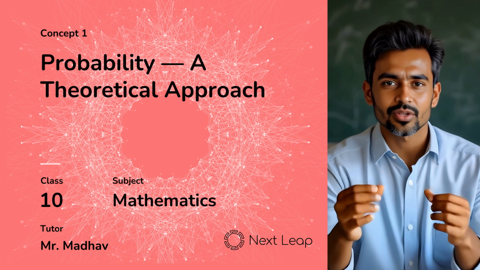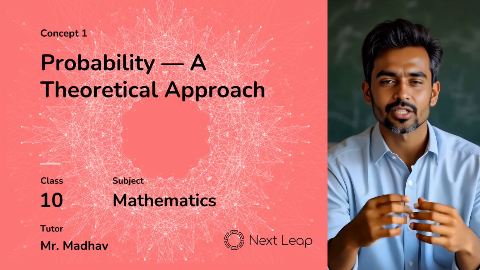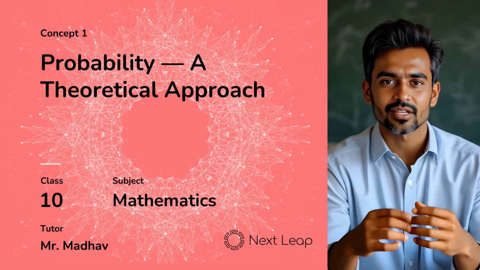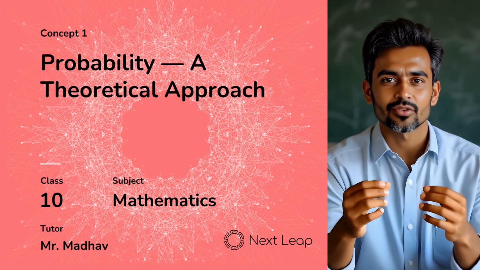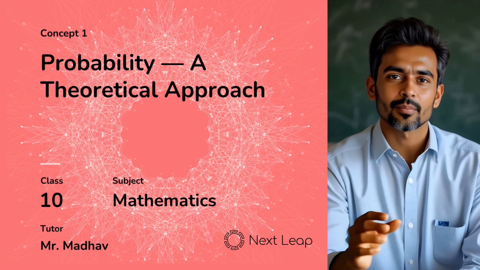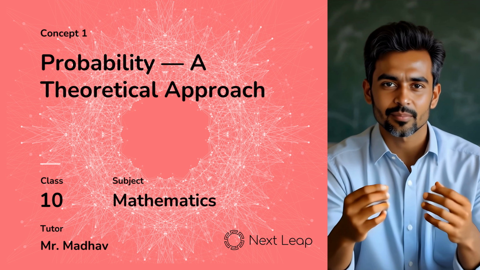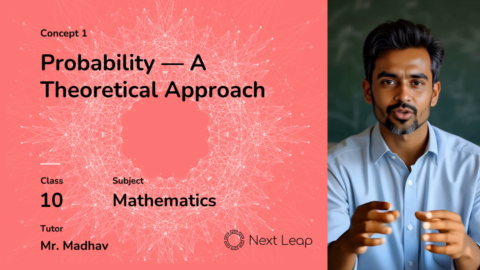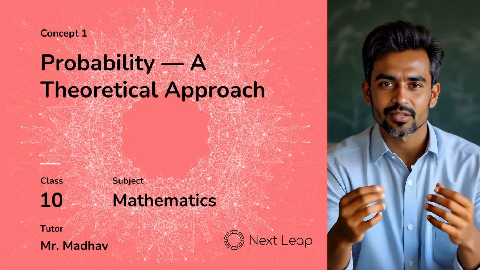Well, it's all about assuming that every outcome is just as likely as any other, without even needing to do a real experiment. So, how do we find the probability of an event using this approach? Here's the magic formula. Probability of an event E, written as P of E, is the number of favorable outcomes divided by the total number of equally likely outcomes. In plain words, if an event can occur in F favorable ways out of N total outcomes, then P of E equals F divided by N.